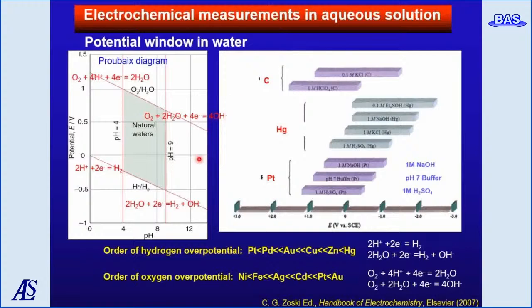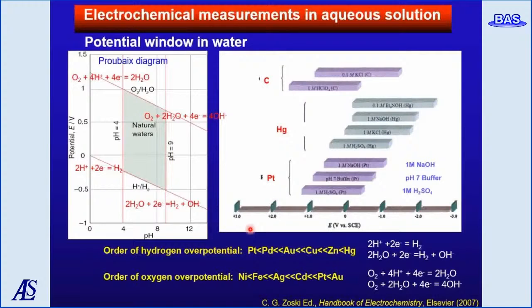In aqueous solution, water reduction and oxidation occur at negative and positive potentials, which determines the extent of the potential windows. And these redox potentials vary with solution pH, as shown in this Pourbaix diagram. Furthermore, electrode material affects redox reactions because of the overpotentials for hydrogen reduction and water oxidation.